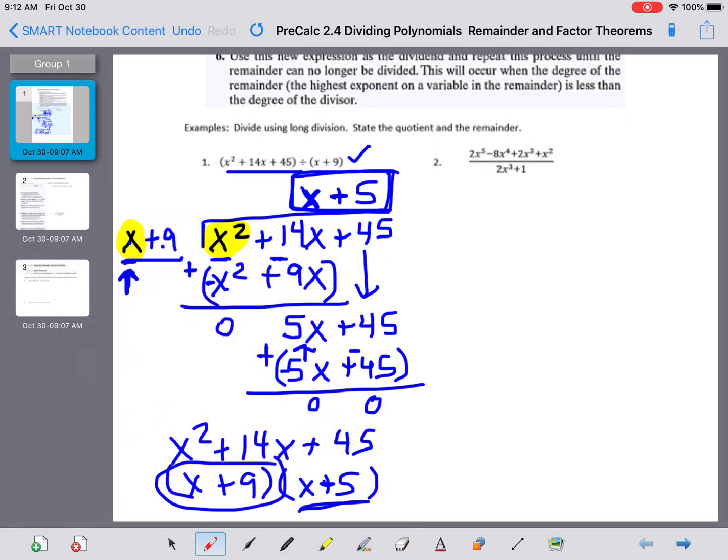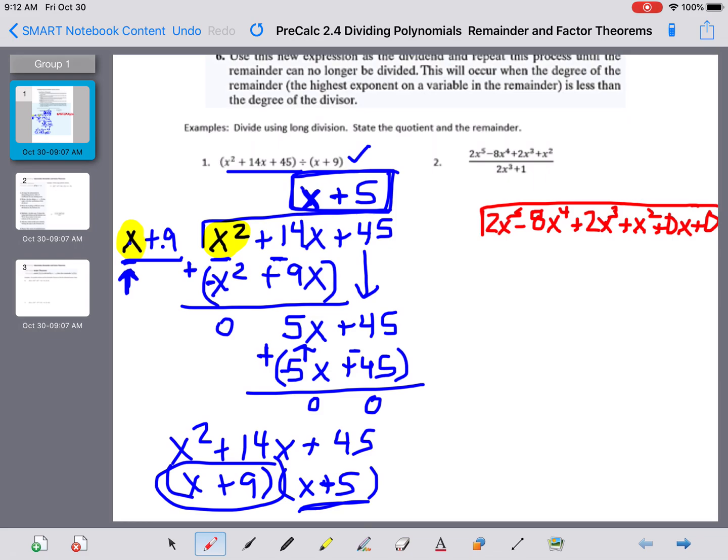Okay, let's try number 2 here. A little bit longer and a few things we need to be careful of. Okay, so top one is what I'm dividing by, so that goes inside. I have a 2x to the 5th minus 8x to the 4th plus 2x to the 3rd plus x squared, and it stops. However, there's more powers left, so we have to do a 0x and a constant of 0, okay? You have to keep listing all of them.